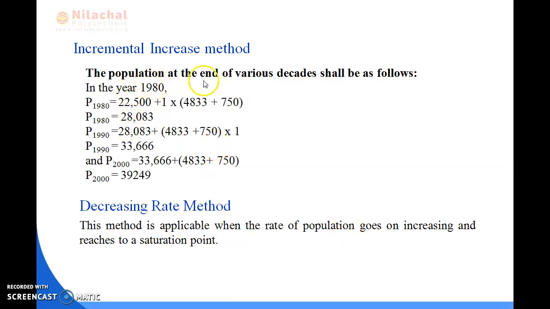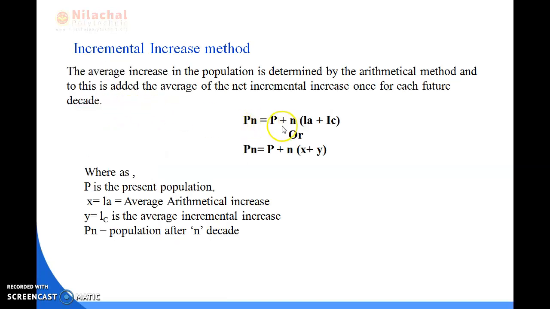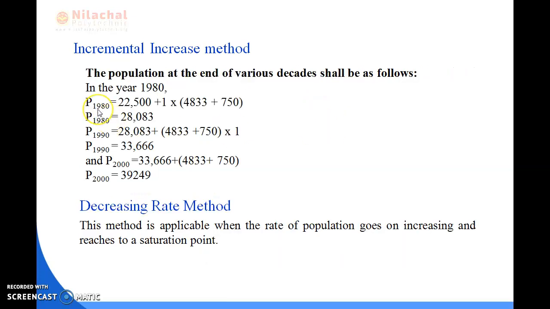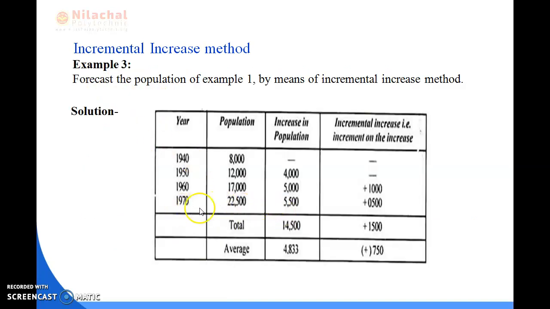In the formula we have seen the populations of the various decades. We have to calculate the population for 1980, 1990, and 2000. In the year 1980, I have shown you the formula: Pn equals P plus n into IA plus IC. Here P is the present population, which we have taken at 1970, and it is 22,500.